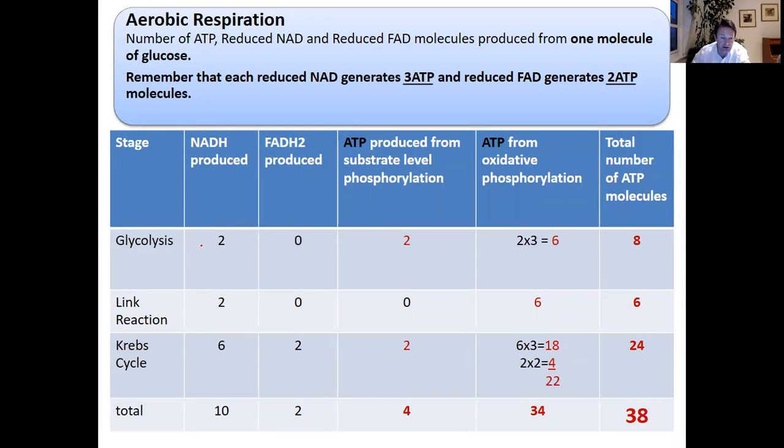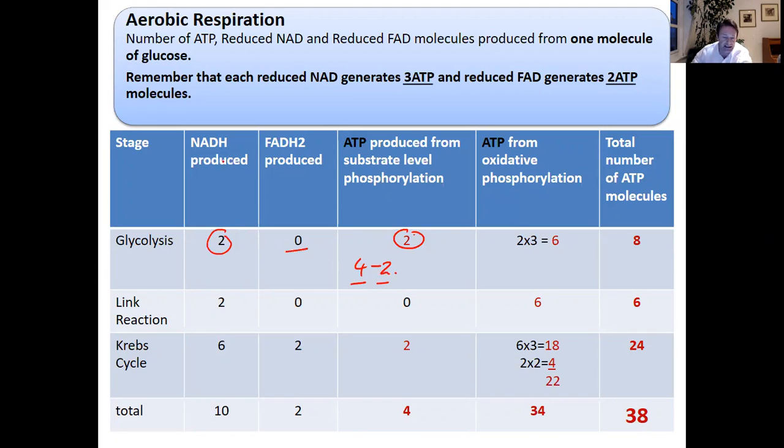So glycolysis is going to produce 2 NADHs. It's going to produce no FADs. It's going to produce 2 ATPs through substrate level phosphorylation, which is obviously 4 minus 2, because you produce 4, but you consume 2 in phosphorylating the glucose to form a glucose bisphosphate.